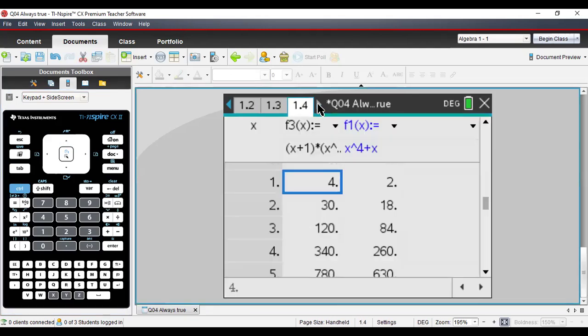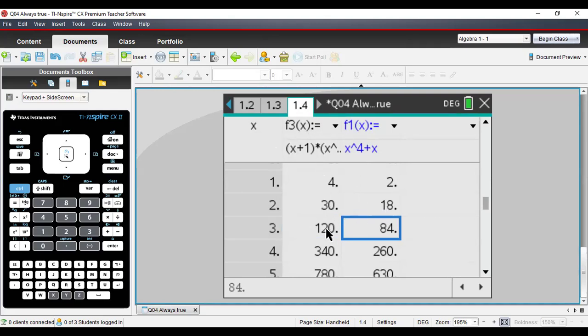But again, the key is I looked at the table, and if you look at these, they don't match. When I have 1, this one has an output of 4. This one has an output of 2. When I use 3, this one has an output of 120. This one has an output of 84. They don't match. So that means that these two things set equal to each other won't be a true statement.